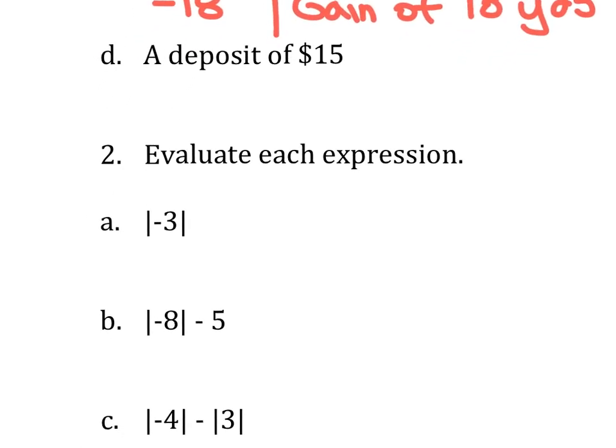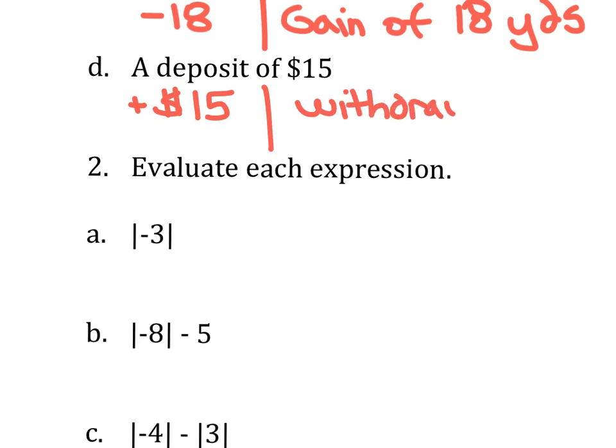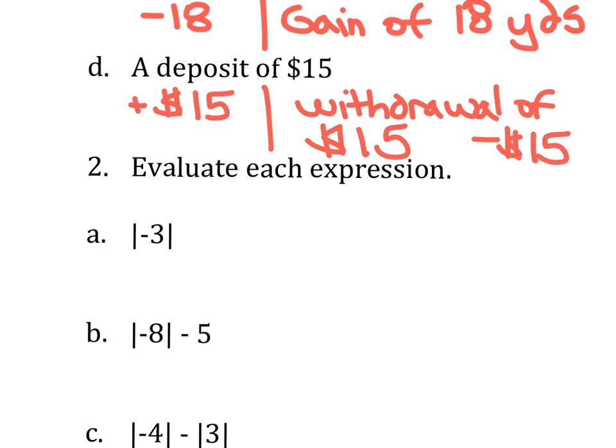Okay, letter D, a deposit of $15. Deposit means that you are putting money in your bank, so that would be a positive $15. That's our integer to represent a deposit of $15. The integer to represent the opposite of this would be a withdrawal, so taking out. And that would be a negative $15 if we were to take out $15.